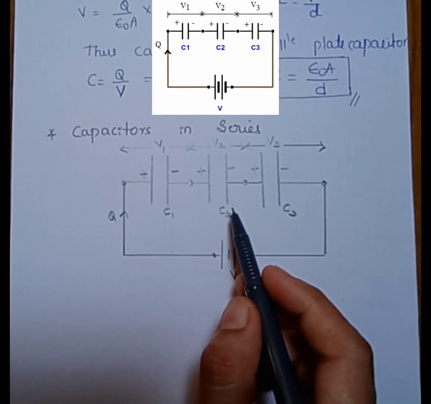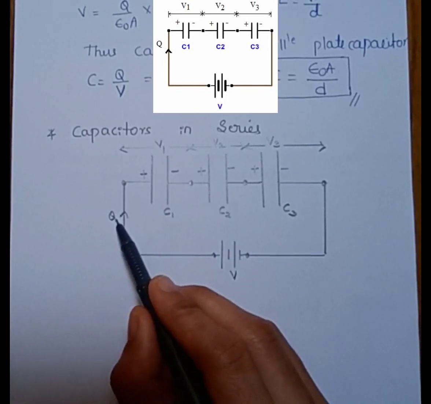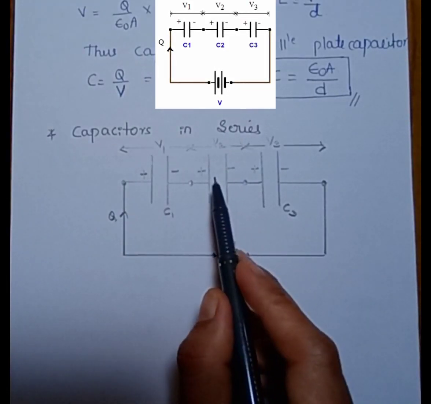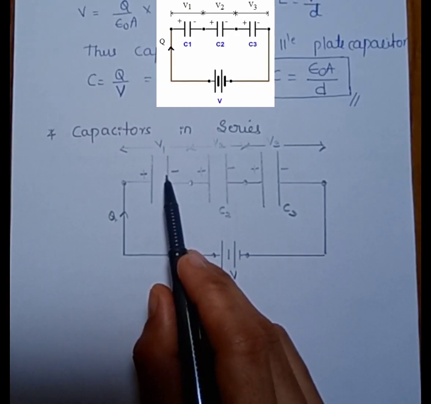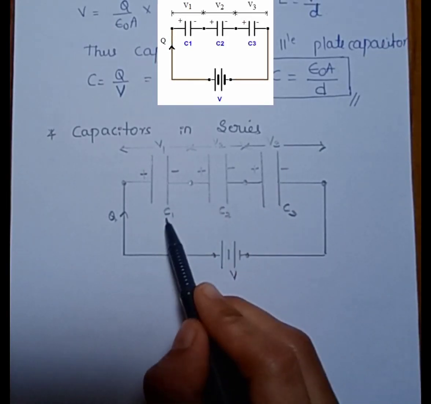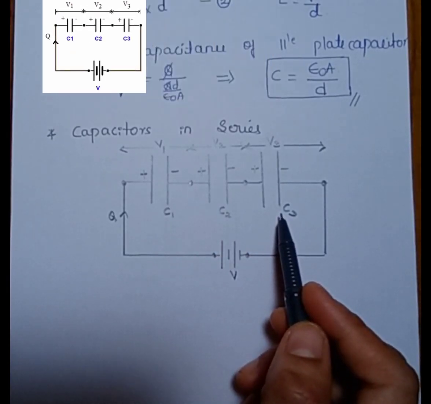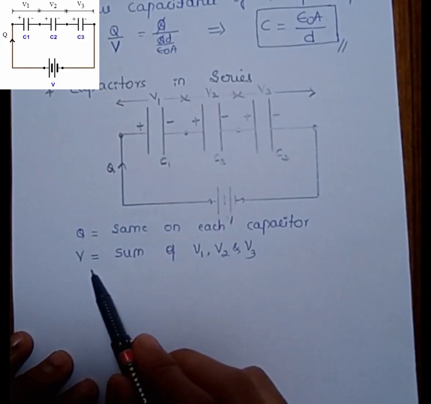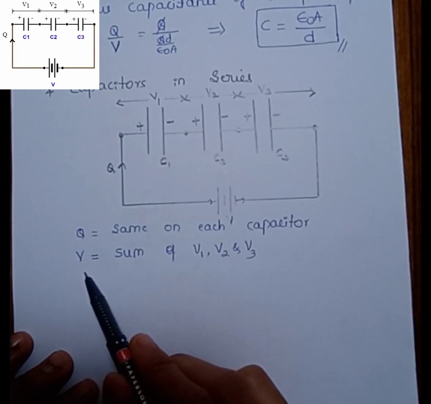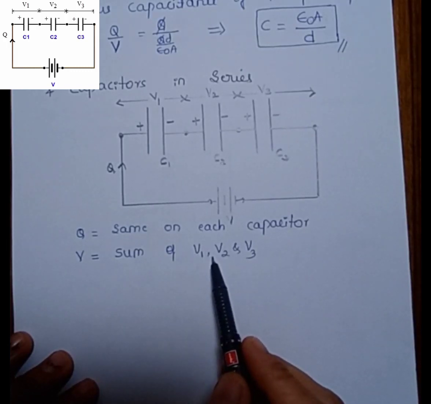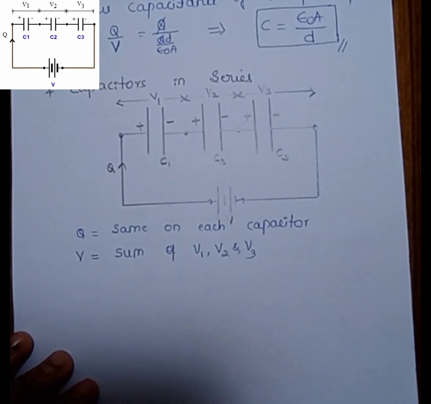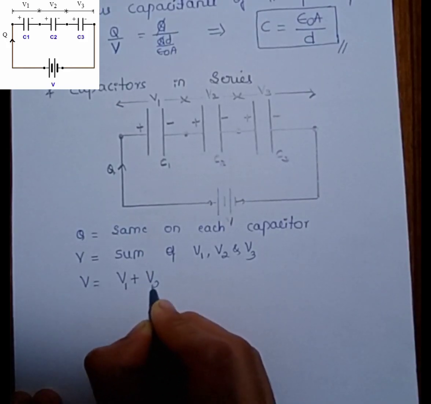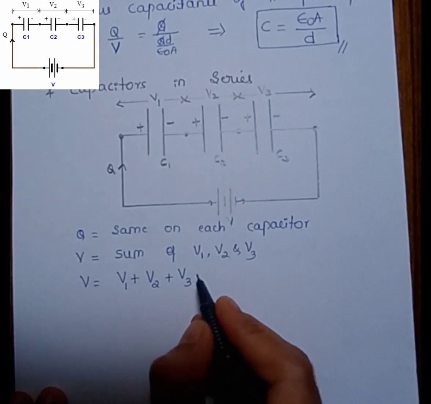In the series combination, the charge Q on the plates is the same on each capacitor and the total potential drop across the combination is the sum of potential drops V1, V2 and V3 across the capacitors C1, C2 and C3. In series capacitors, charge is the same on each capacitor and total potential difference V is equal to the sum of individual potential differences V1, V2 and V3. This V is equal to V1 plus V2 plus V3.